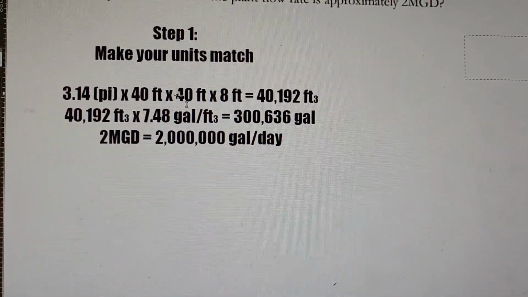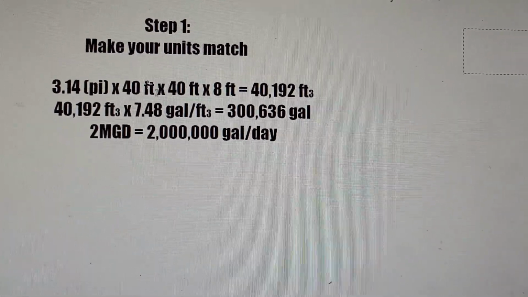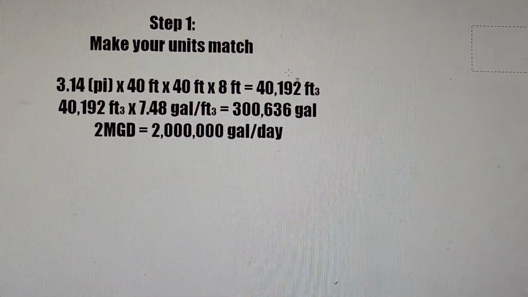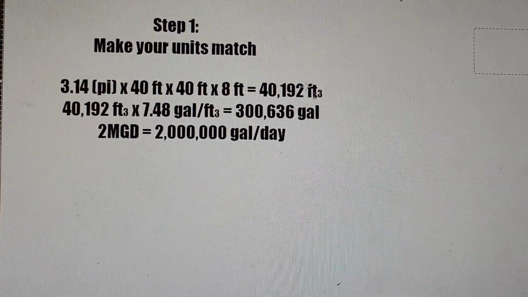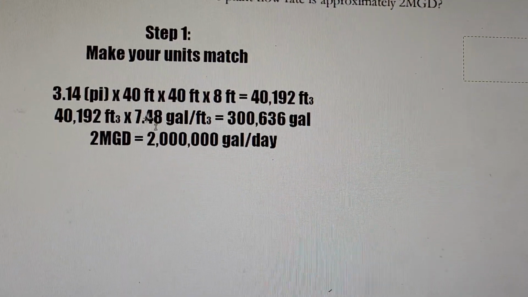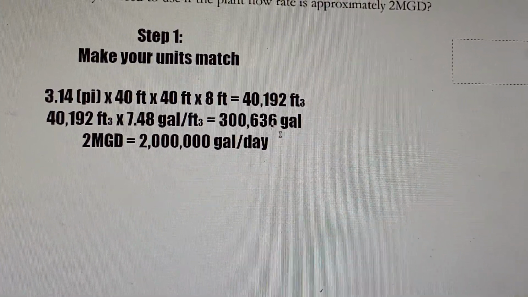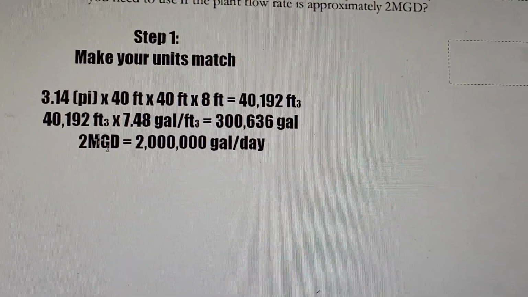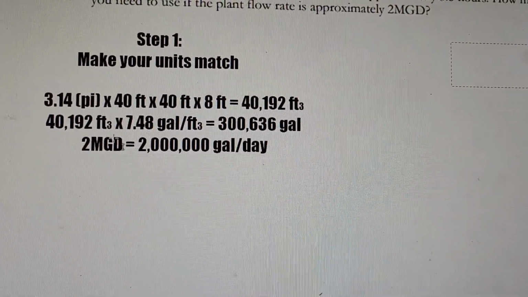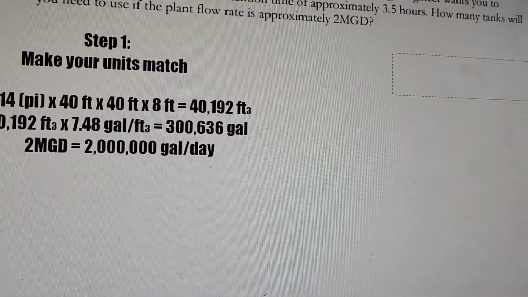Again, I don't want to be a basic math teacher. I want to be a wastewater math guy. You should know how to find the area of a cylinder. This is one of the things you should be prepared for on the state exam. Then we're just going to convert the cubic feet to gallons after finding the volume of the tank. We have a volume of 300,000 gallons. We had 2 MGD. We want to make sure that's 2 million gallons there.